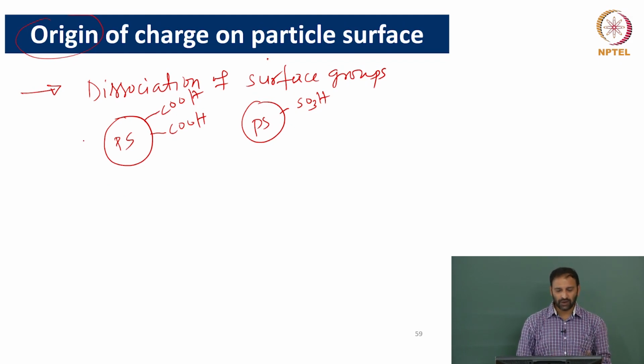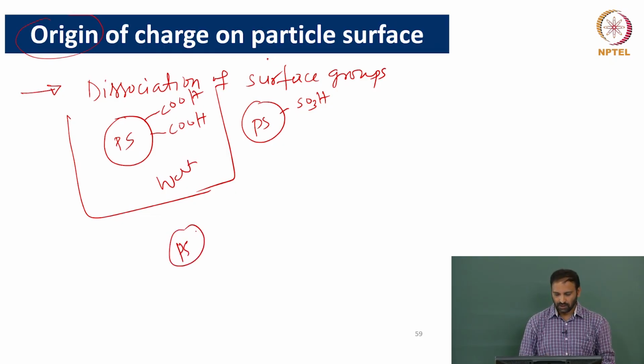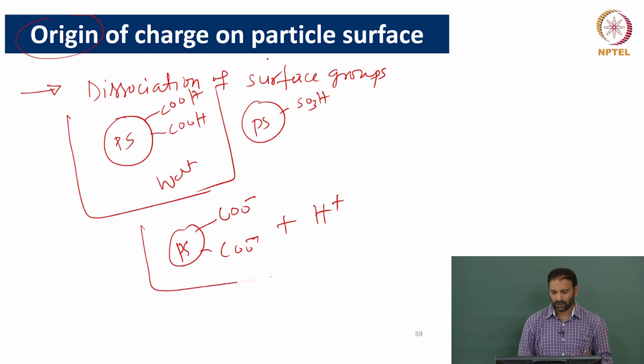Now what happens when you have such particles in water? The moment I put such particles in water, the groups that you have dissociate and leave H plus ions in solution. That happens for all the groups on the surface. Ultimately you will end up with a particle that has a charge. Therefore the dissociation of surface groups is one of the mechanisms by which the particles can acquire charge.